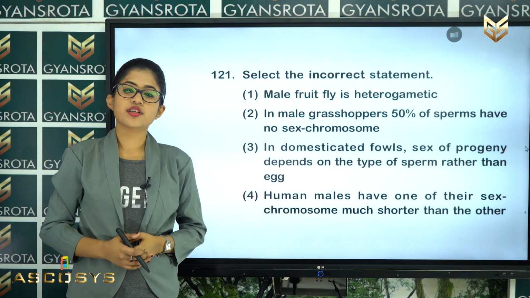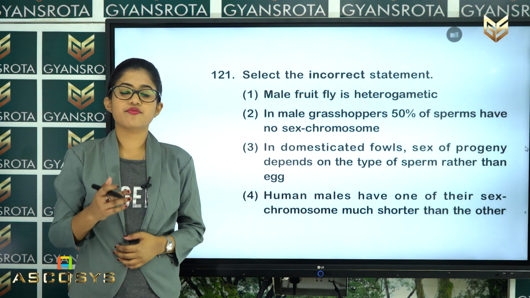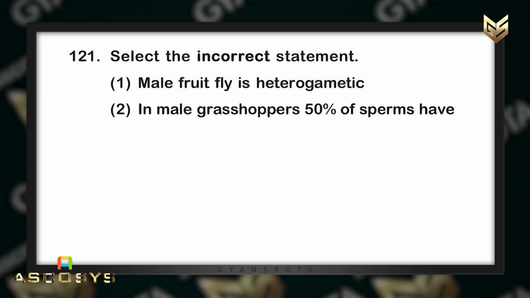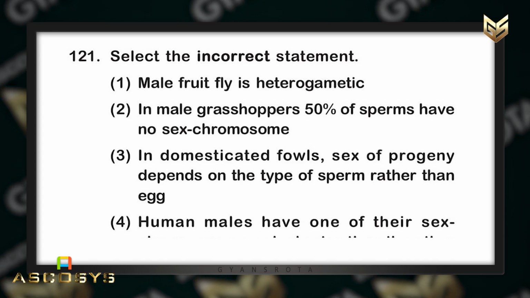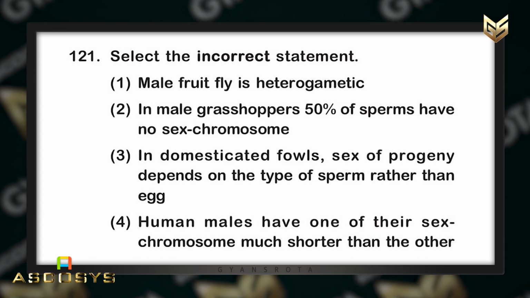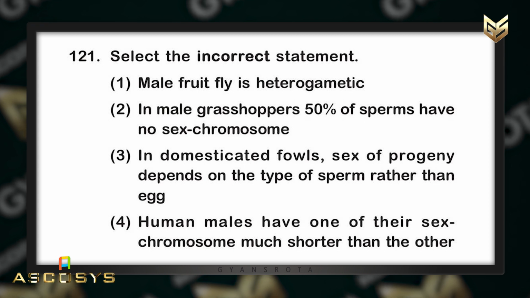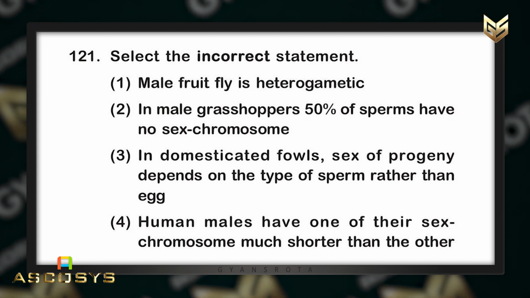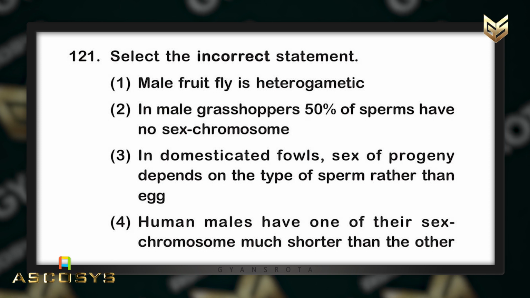So, this is question number 121, and from here you have to select the incorrect statement. So, first statement, the male fruit fly is heterogametic. Second statement is in male grasshopper 50% of the sperms have no sex chromosome.